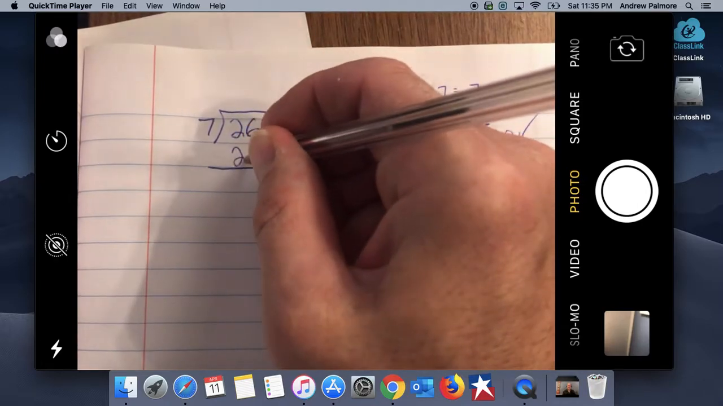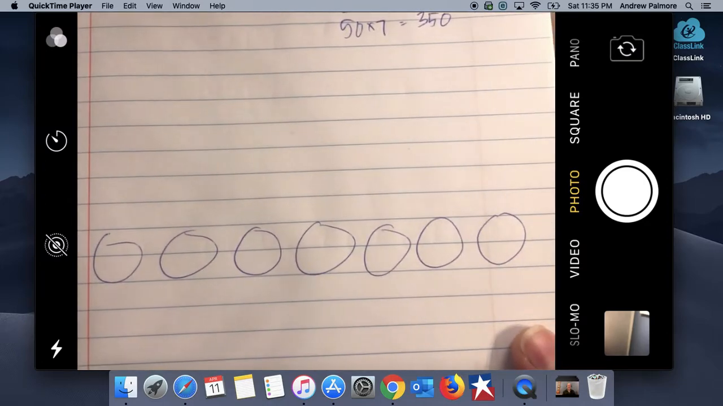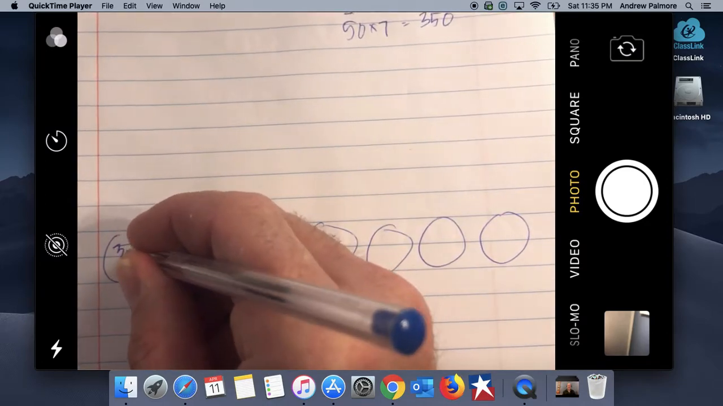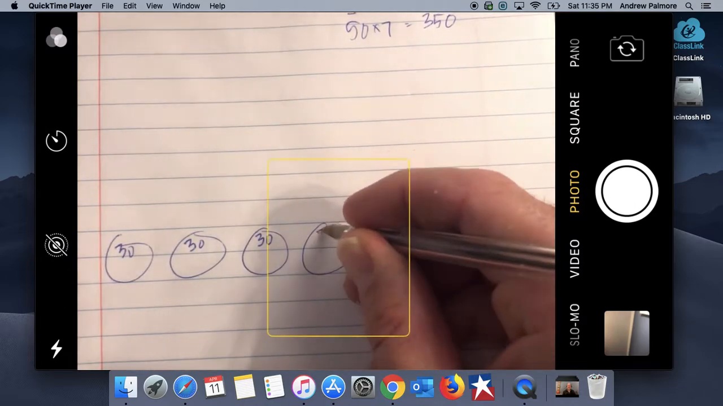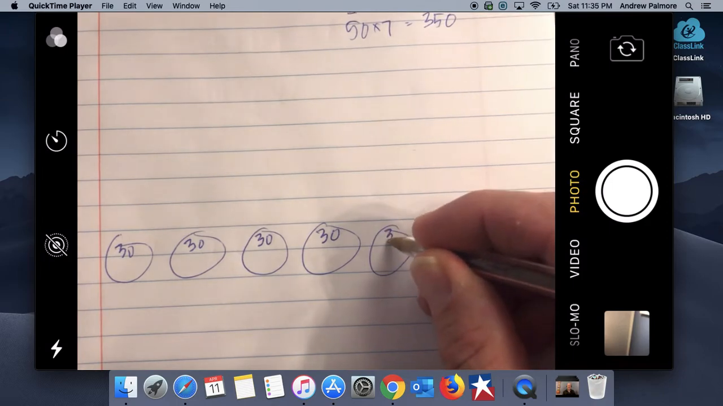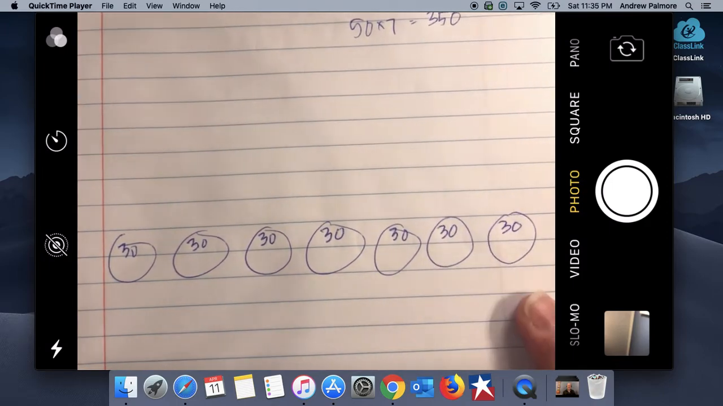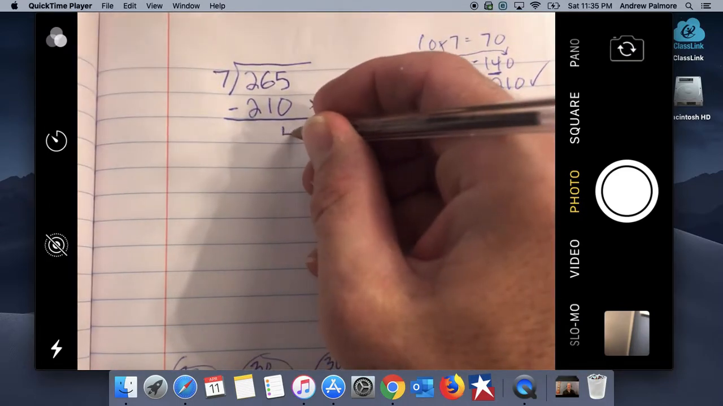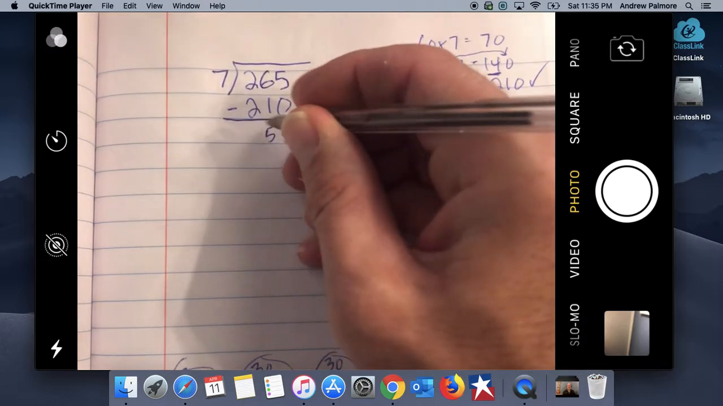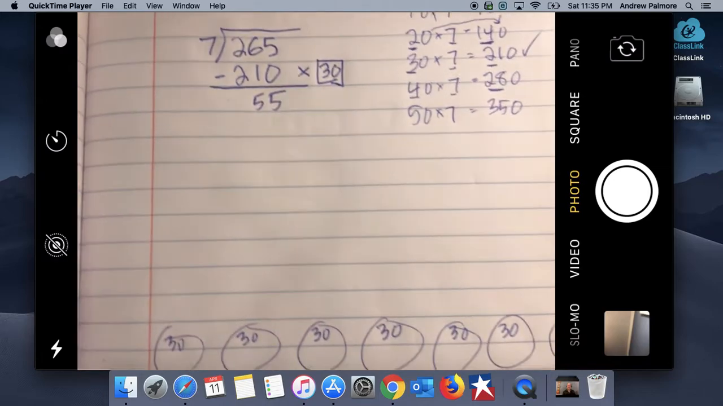So 210. Conceptually, I am giving each person 30 candies, or whatever we are dealing out. When I give each person 30, that is a total of 210. So I'm going to take that away. I have 55 left. That leaves me with 55 after I have given everyone 30.